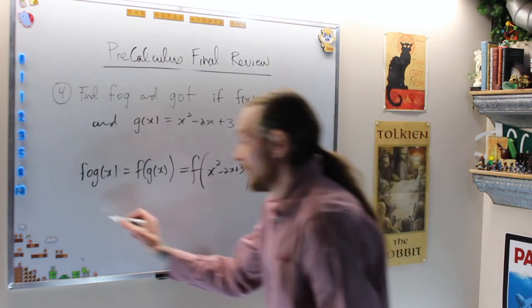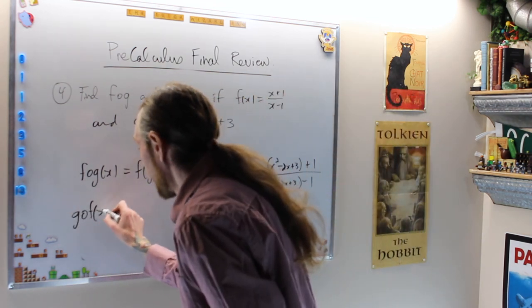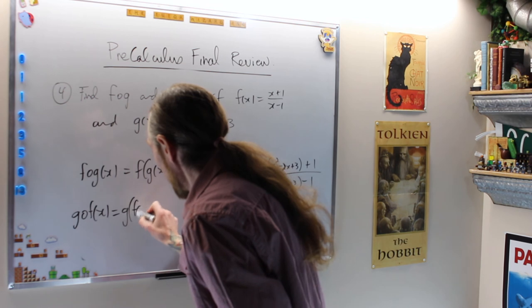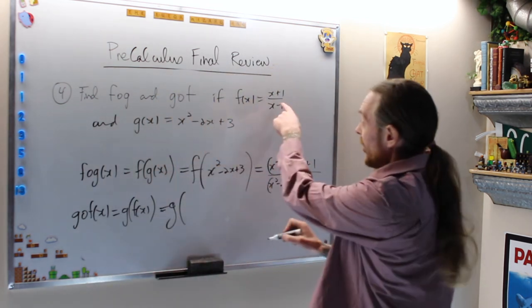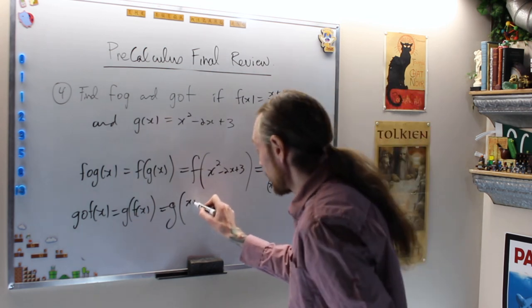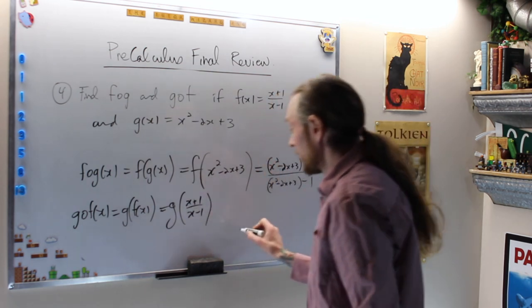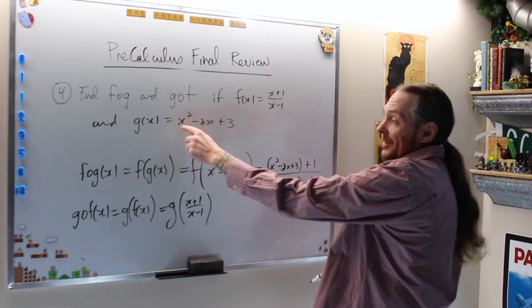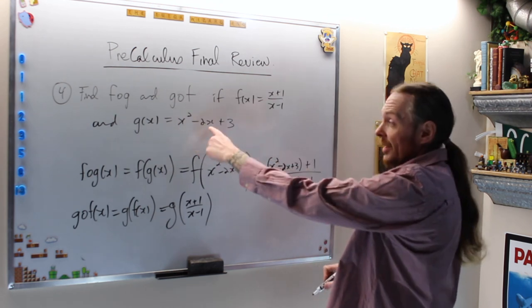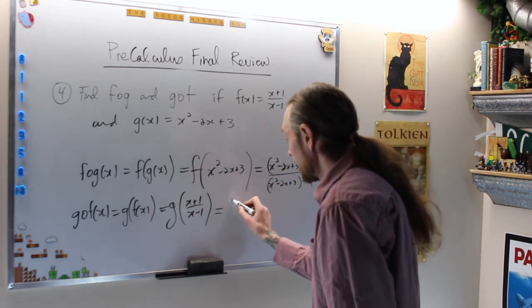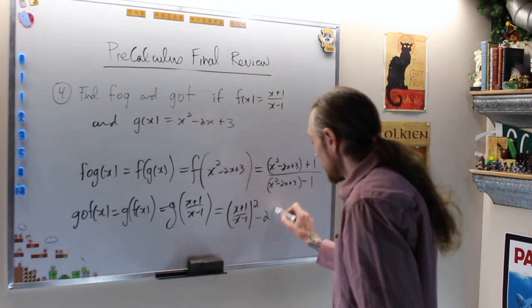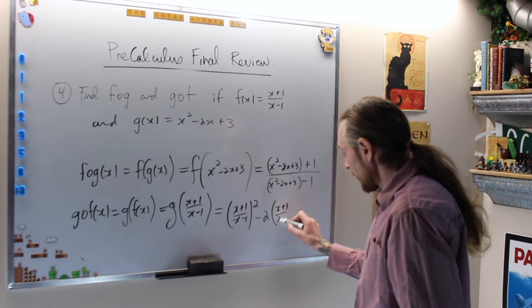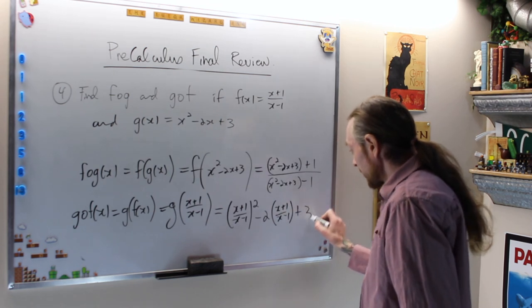G following f of x is going to be g of f of x, which is equal to g of f, which is this guy, x plus 1 over x minus 1. Now I put that wherever there's an x in the expression for g, here and here. So g does that thing: (x plus 1 over x minus 1) squared minus 2 times (x plus 1 over x minus 1) plus 3.